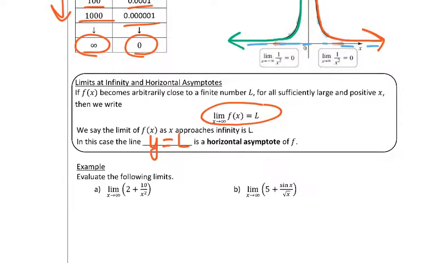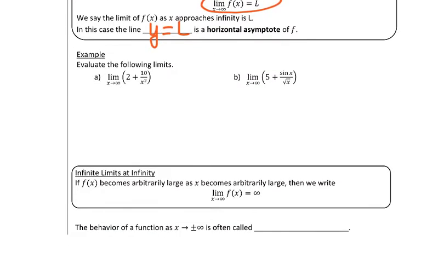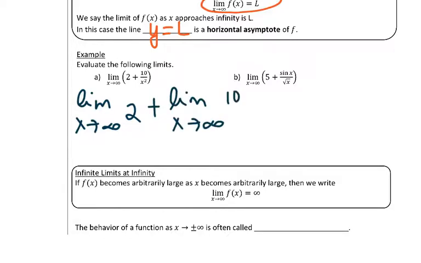Okay, so again, the best way to explain this is to do some examples. So it says evaluate the following limits. All right, so we are going to break this up. The first thing I'm going to do is, this is really the same thing as the limit as x approaches infinity of 2 plus the limit as x approaches infinity of 10 over x squared. Alright, and you can also sketch the graph. In fact, maybe that's what I'll do as well. Just a quick sketch here.